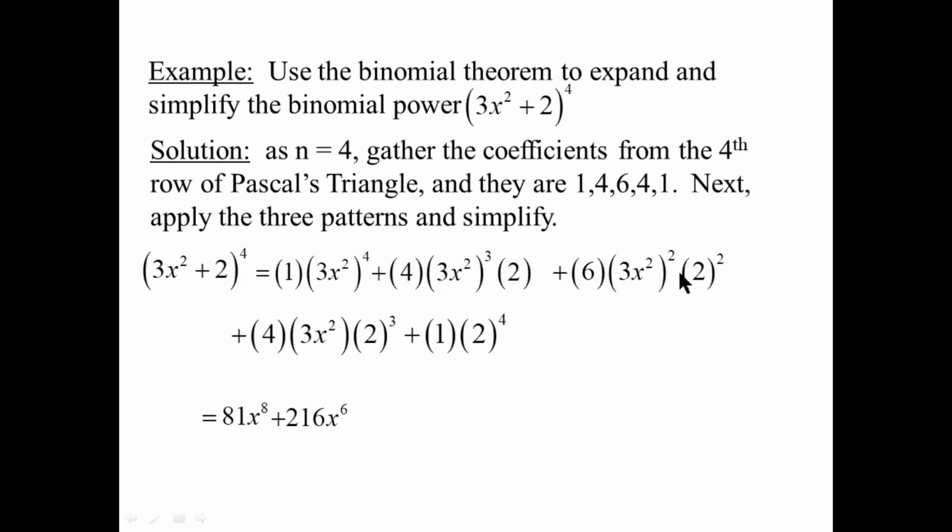Next term. 2 squared is 4. 3 squared is 9. 9 times 4 is 36 times 6, again 216, because 9 times 4 is 36, and 36 times 6 is 216. x to the 4. Here, 2 to the 3 is 8, and 8 times 3 is 24, and 24 times 4 is 96. So it'll be 96 x squared. And finally, 2 to the 4 is 16 times 1. We won't mention that. So 2 to the 4 is just 16.